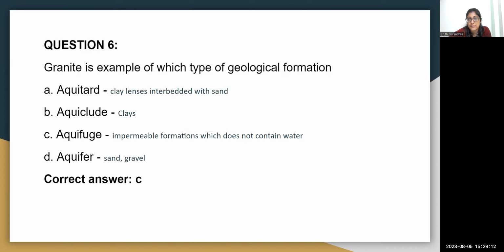Then aquicludes are ones which can retain water, but it cannot transmit water. There's no movement of water. So the best example for an aquiclude is clay, and then granite is an example for aquicludes. It is completely impermeable. There's no water movement at all in this one.